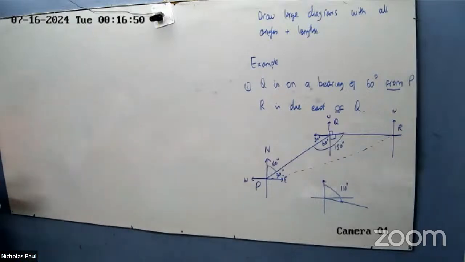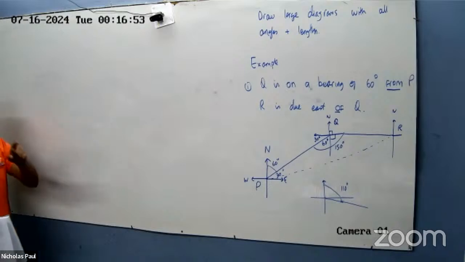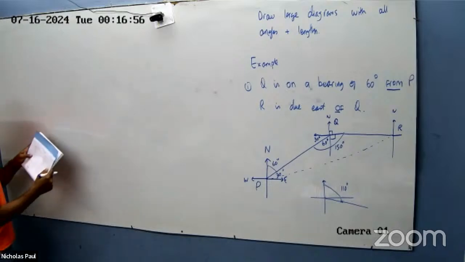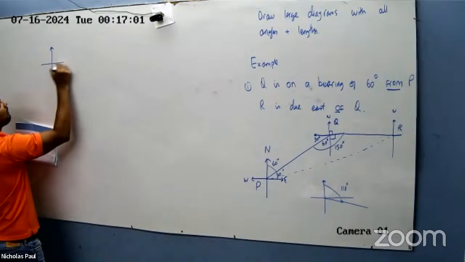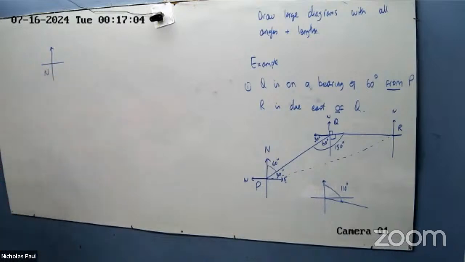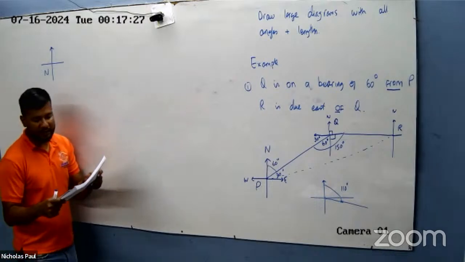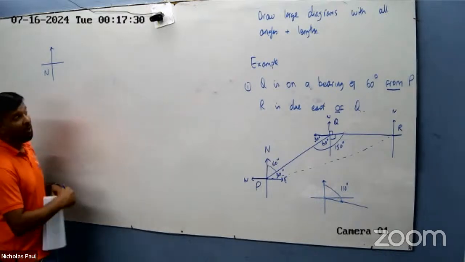Right. So the set it right from R S, right? So the bearing of S from R. All right, so the first one here is the bearing of S from R is 112.